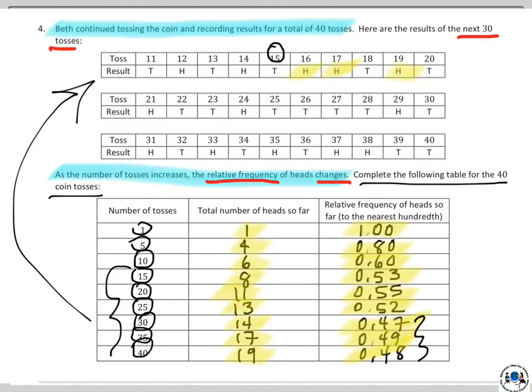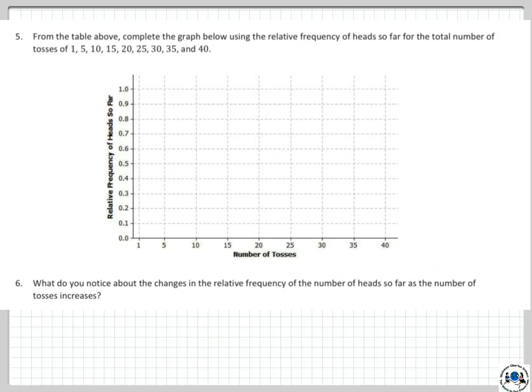And if you look at it, it kind of makes sense if you're tossing a coin. All of these here, all the way from after 15 down to after 40, are very close to 0.50 or 50%, which seems to make very good sense, tossing a coin.